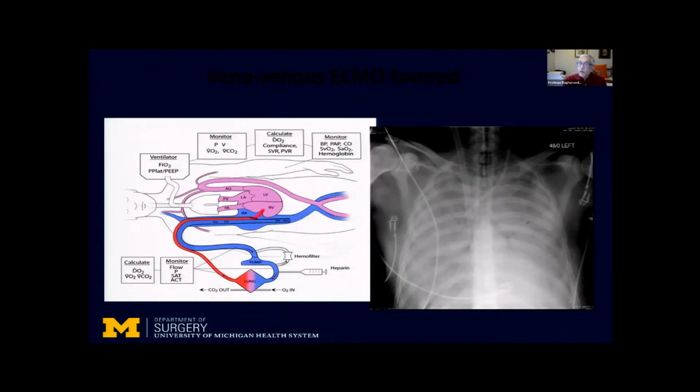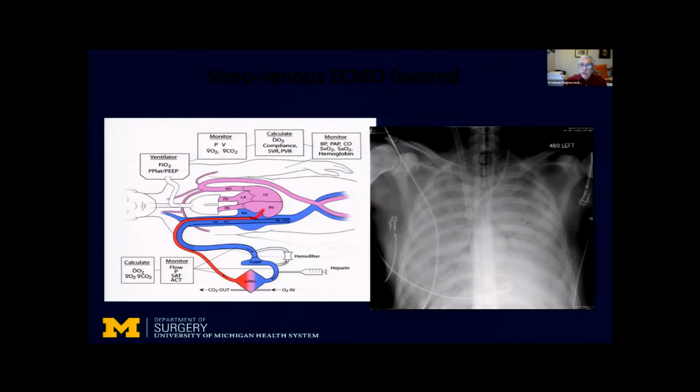We prefer veno-venous ECMO for respiratory failure. I'm sure you guys are very comfortable with the idea of understanding veno-venous ECMO. If the patient is really sick and cannot be moved to the operating room, we will do a bicaval cannulation, right? IJ preferred, and one of the groin lines preferred.